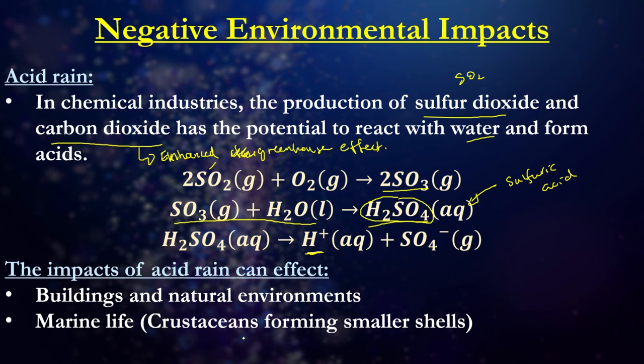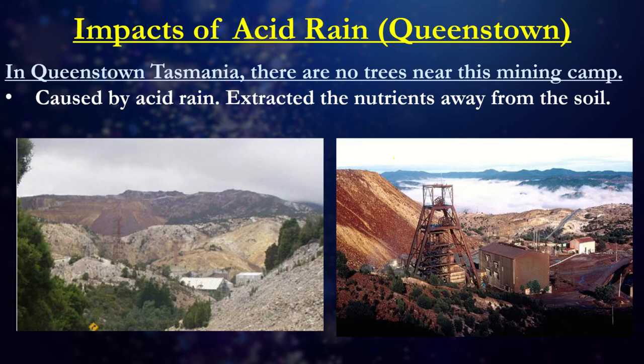So what we know is crustaceans, so shelled marine life, their overall shell structure will get smaller as the level of acidity in the water increases. I want to show you an example of where acid rain becomes an issue, because this is what we're talking about here. So acid rain, Queenstown, Tasmania, a nice little mining town over there.